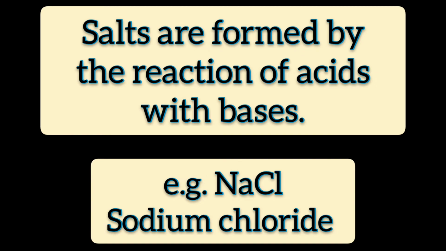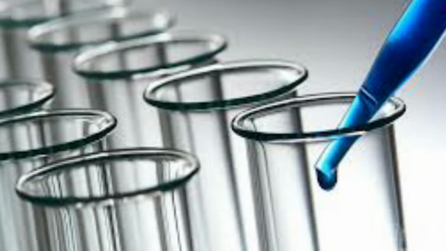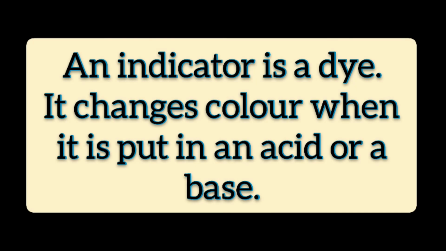To know whether a substance is an acid or a base, we use acid-base indicators, or we call them just indicators. An indicator is a dye which changes color when it is put into an acid or a base. It gives different color in acid and base. Indicators are of three types.